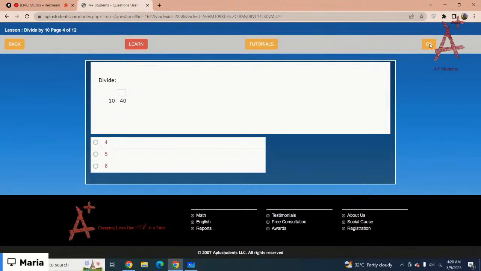Okay, you have to divide 40 by 10. 10 times what number makes 40? It would be 10 times 4 is 40. The correct option is 4.